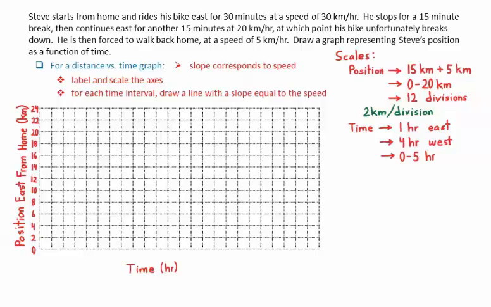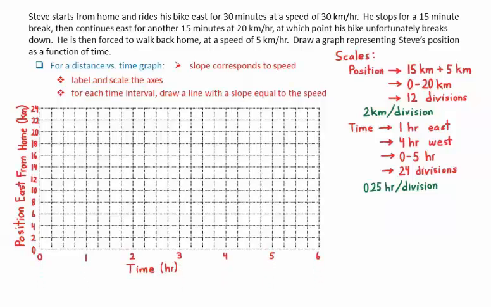We then have 0 to 5 hours for the independent variable. We have a total of 24 divisions along the horizontal of the grid. This means we can use 0.25 hours per division.